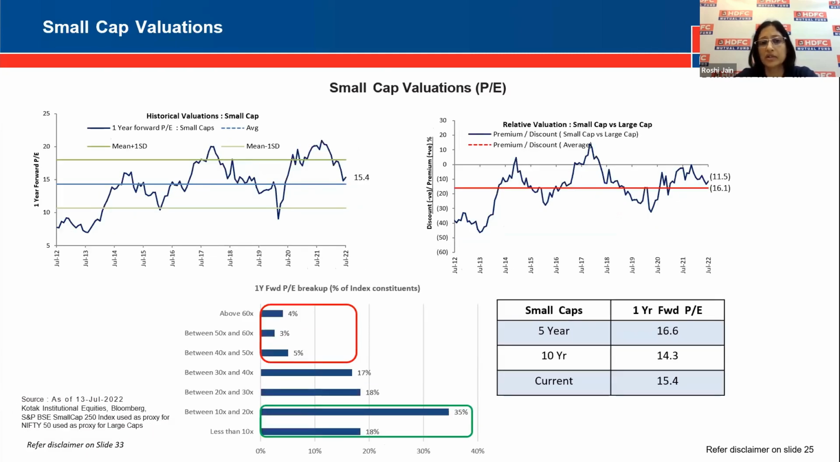The same exercise for the small caps. Again, the dispersion is interesting. You will find a lot more stocks above or below the average as opposed to at the average. So the dispersion is really quite wide. Smaller caps, of course, have seen more correction than the mid caps, and they are trading almost in line with the last 10-year average, both on a relative basis as well as on an absolute basis.